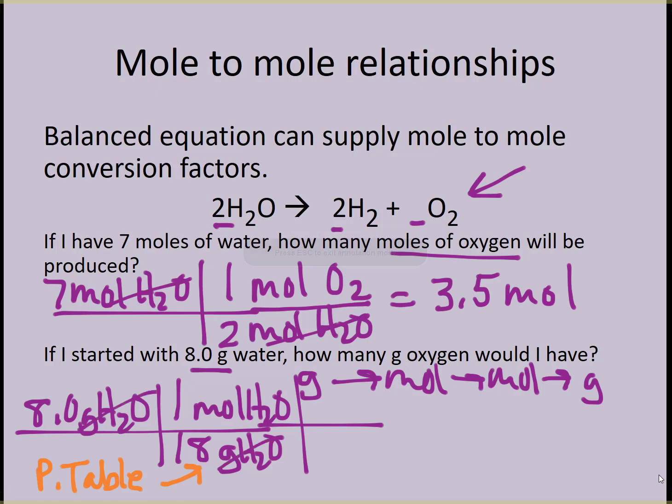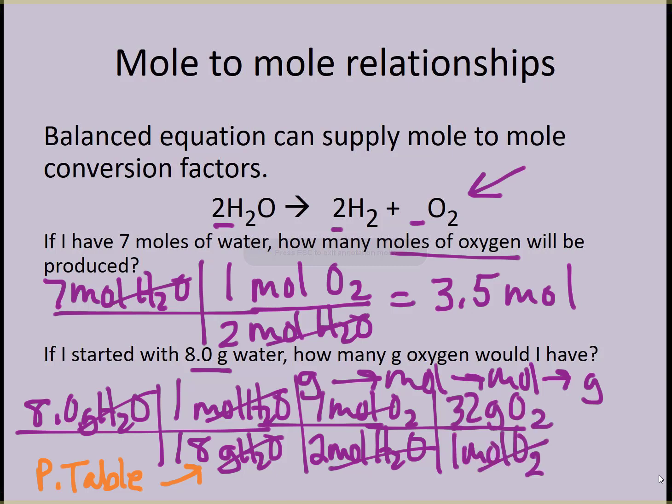And now I'm going to apply my molar ratios. 2 moles of water to 1 mole of oxygen. And I get that from the balanced equation. Moles cancels, but so does the water, and I'm left with moles of oxygen. The next step is to convert from moles of oxygen to grams of oxygen. And I'm going to get the molar mass or the molar weight from the periodic table. So moles cancels, and I'm left with grams, and we can do our math.